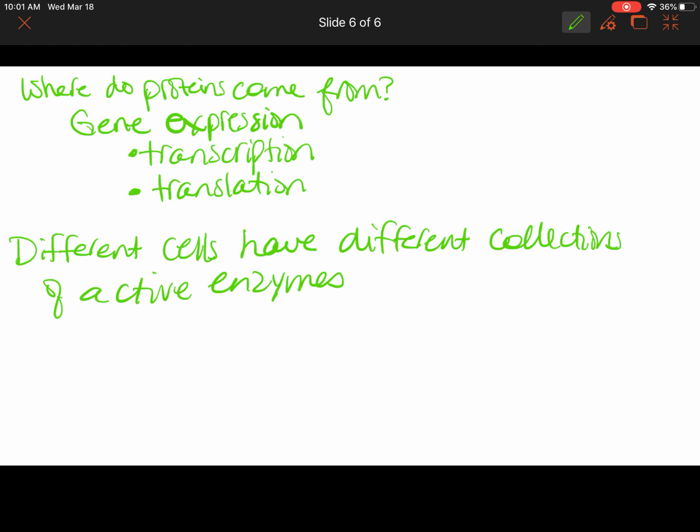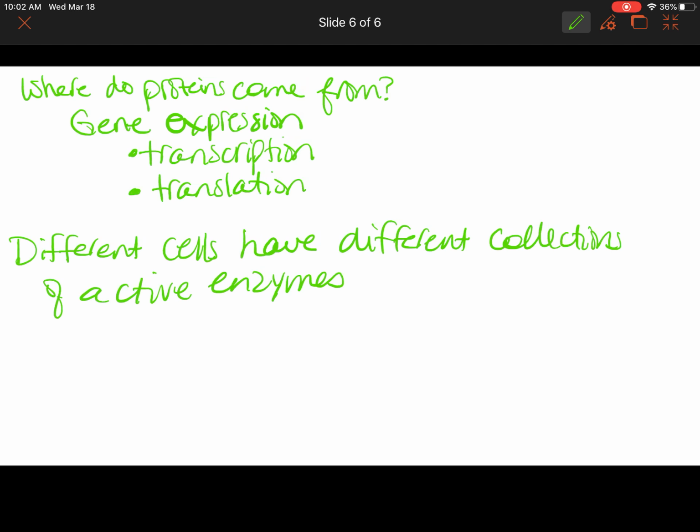Now, are there some enzymes that pretty much all cells have? Absolutely. But when it comes to the specialized jobs of different cell types, they're going to have different enzymes to do those jobs. So that big metabolism slide that I showed you in the beginning, not all of those reactions are happening in every cell. Some of those reactions are specific to different cell types, and therefore those cells are only going to express the genes for the enzymes that they need.